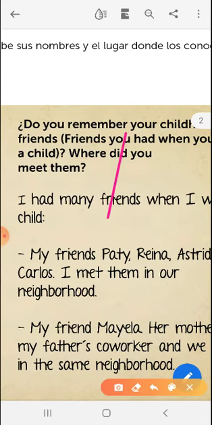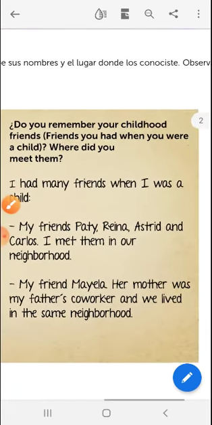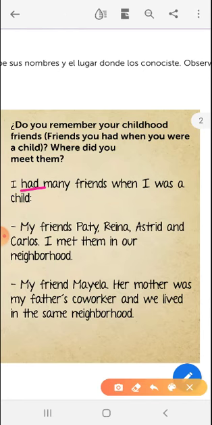I had many friends when I was a child. My friends Patty, Reina, Astrid, and Carlos. I met them in our neighborhood. My friend Mayela, her mother, was my father's co-worker, and we lived in the same neighborhood. Attention here. Had, was, met, was, lived. Okay? All these are verbs in the past.